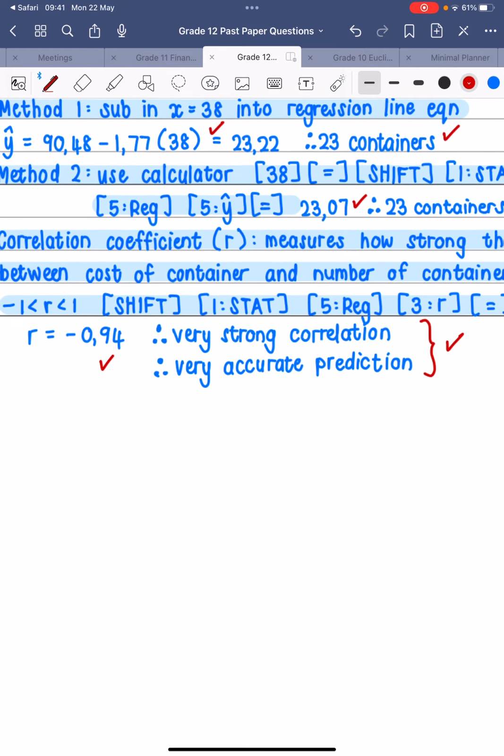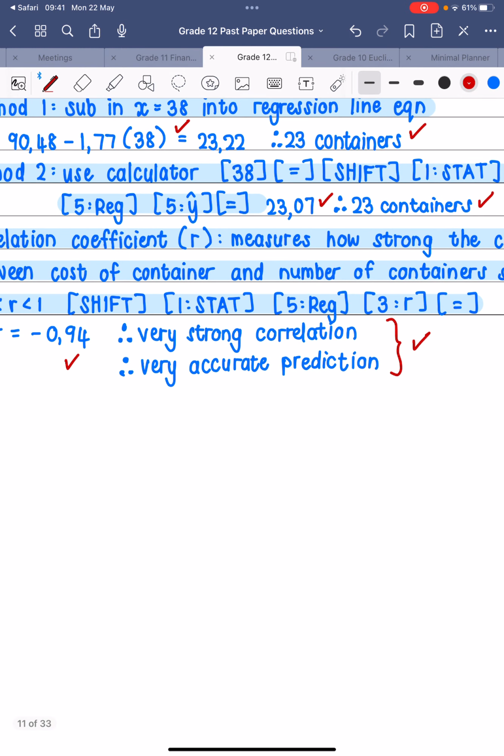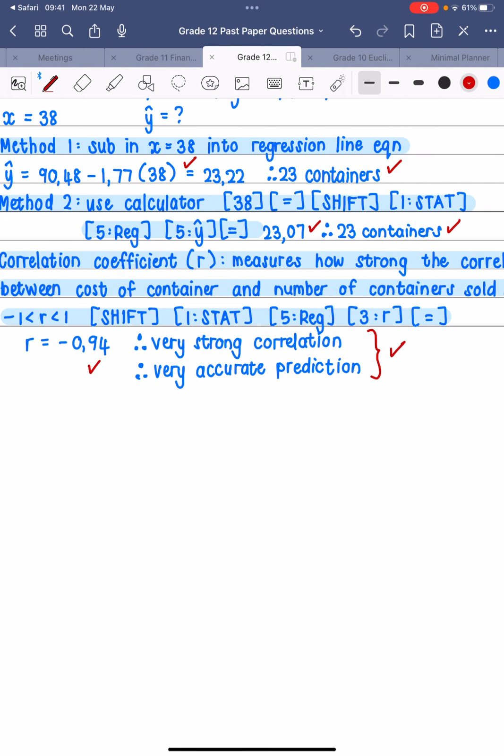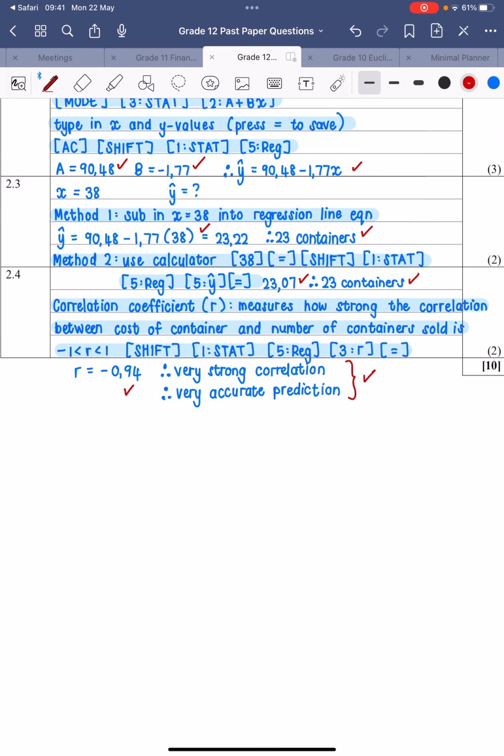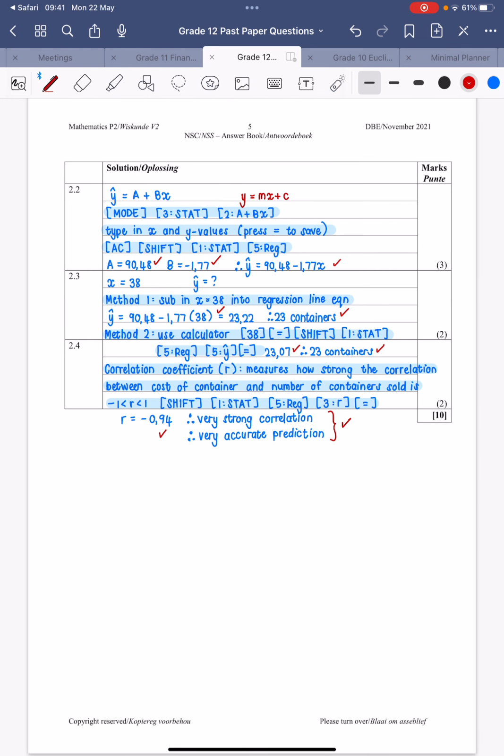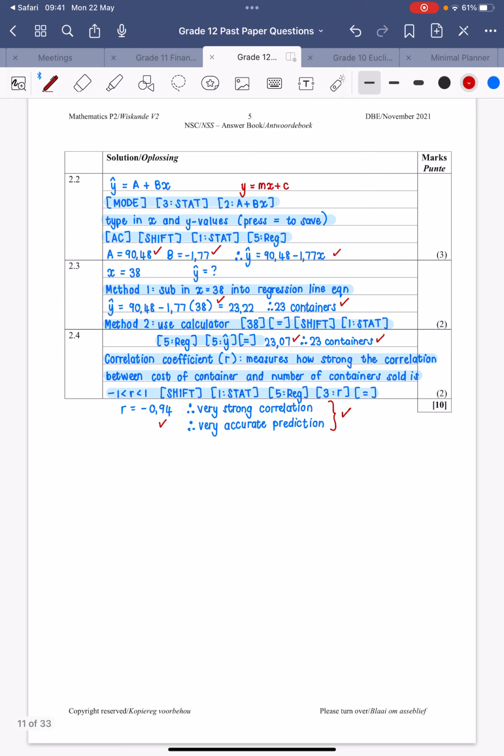Guys, even if you weren't sure of this last comment here, you could still get 9 out of 10 for this question. Alright, the actual final thing where they're saying, is it an accurate prediction? If you're not sure about that, you can still get 9 out of 10 marks for only calculations. In this whole question, the only interpretation part was this very last mark, where you have to say it's very accurate. Everything else is memorizing calculator steps and doing calculations.